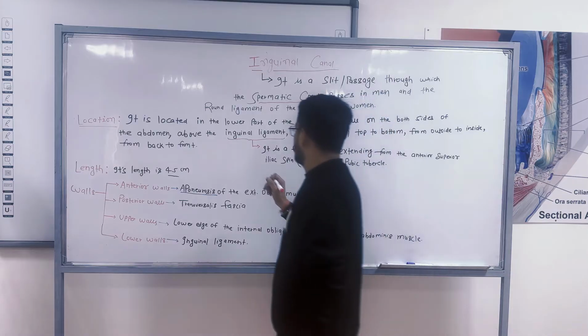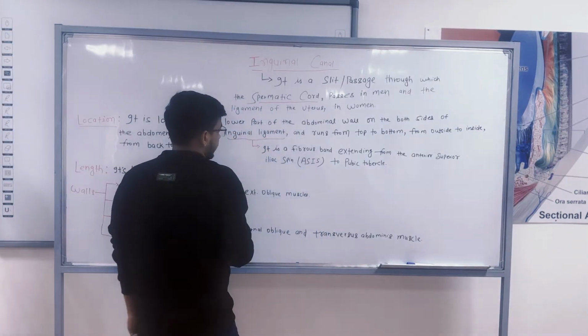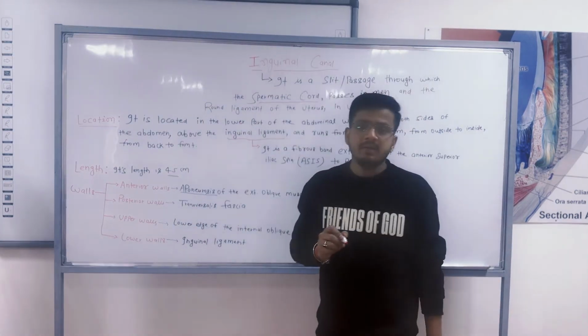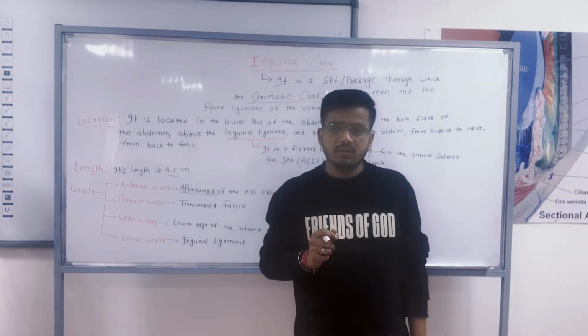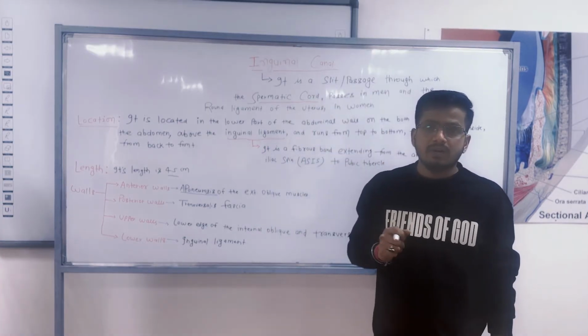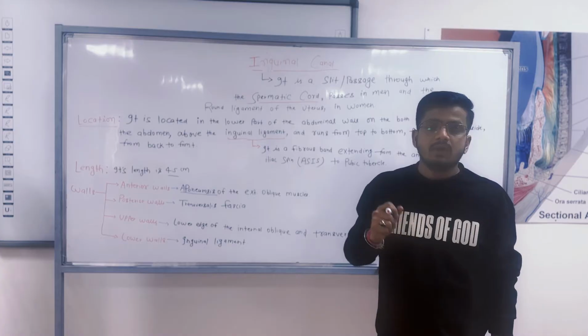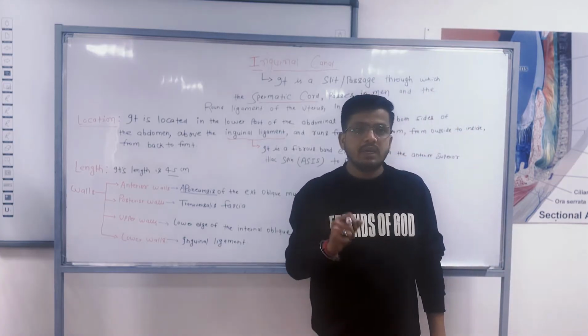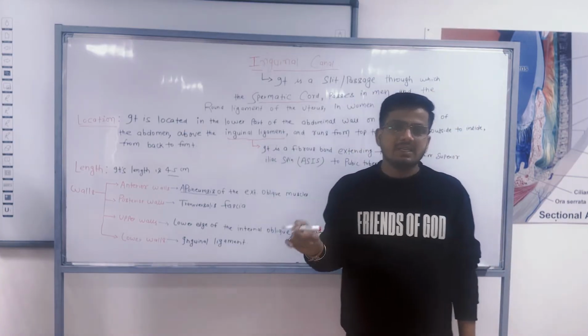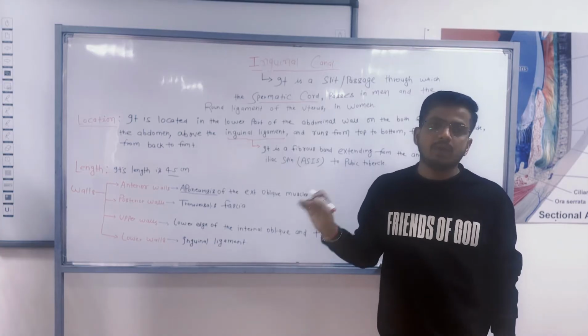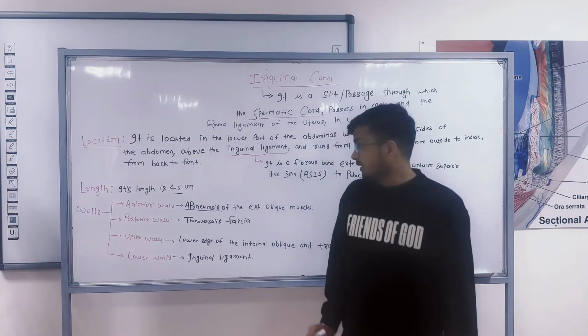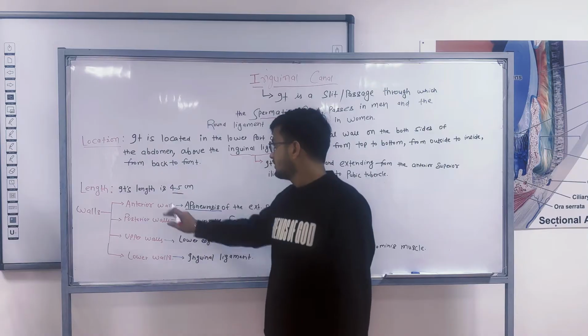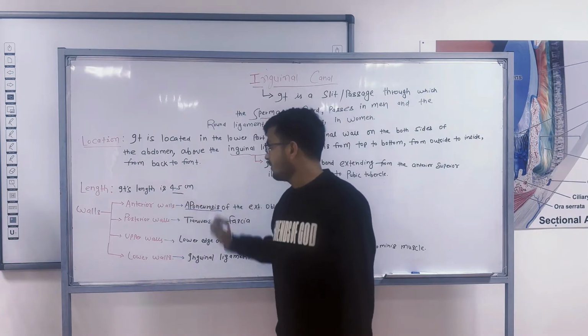So what is the inguinal ligament? The inguinal ligament is a band of fibrous tissue that extends from the anterior superior iliac spine, ASIS, to the pubic tubercle. Next, we have the length of the inguinal canal. Its length is about 4.5 centimeters.